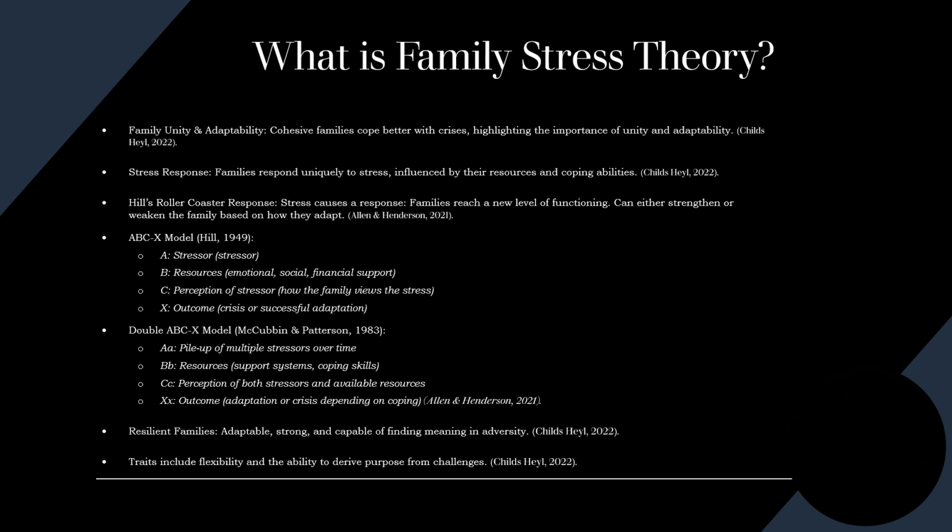Going off of the original ABCX model from Hill, McCubbin and Patterson added on and created the double ABCX model. Instead of looking at just one stressor at a time and how the family adapted or was impacted, the double ABCX model emphasizes all of the stressors over time. It has the resources that the family uses, like support systems or coping skills, and the perception of both stressors and available resources.